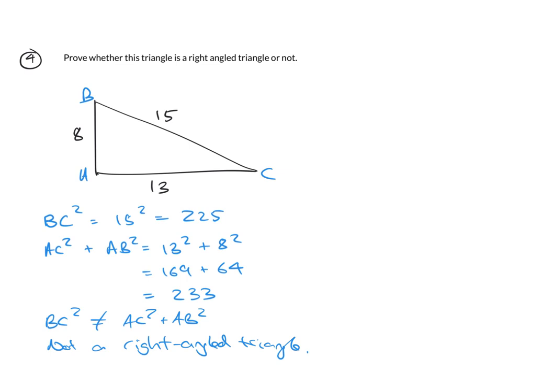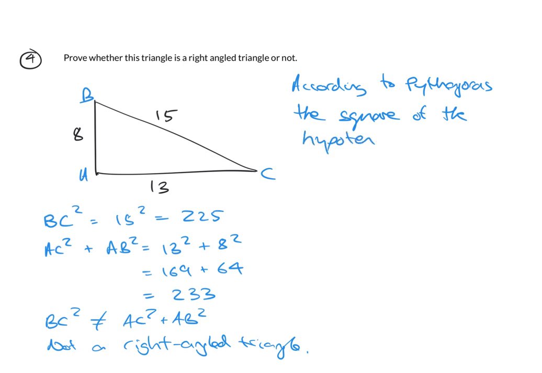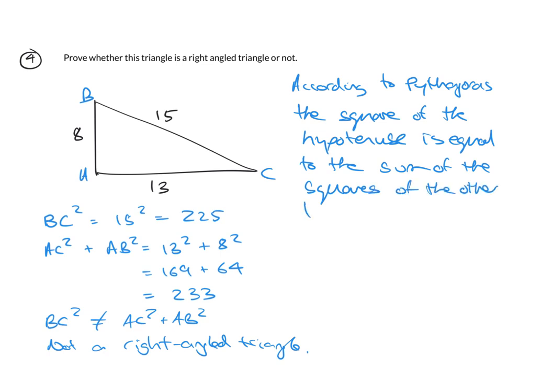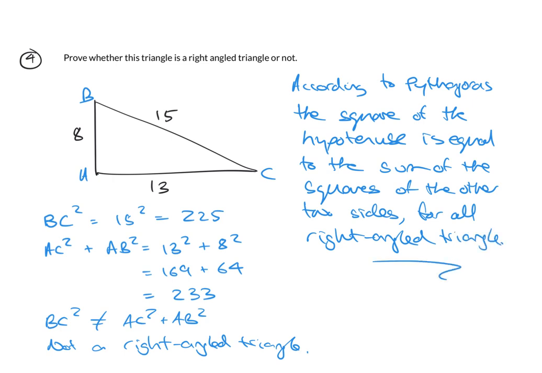And I should put a little sentence on there that according to Pythagoras, the square of the hypotenuse is equal to the sum of the squares of the other two sides for all right angled triangles. Make sure you put the statement as well, and then hopefully you will get full marks.